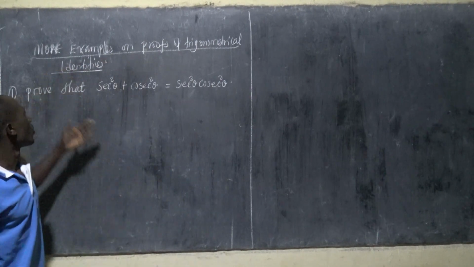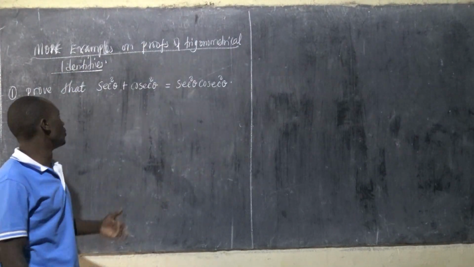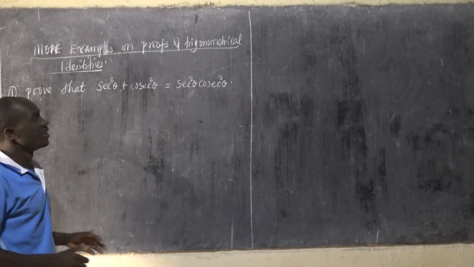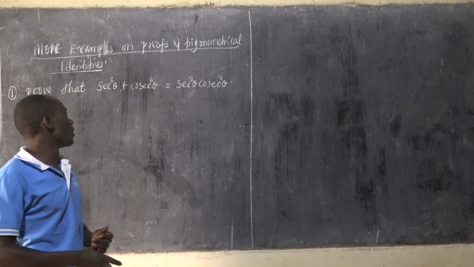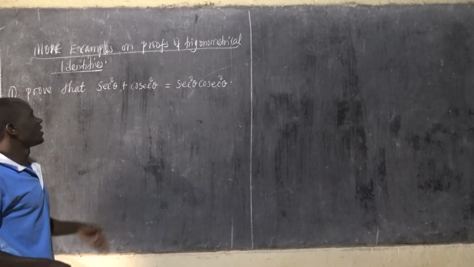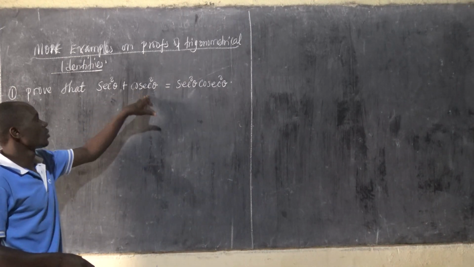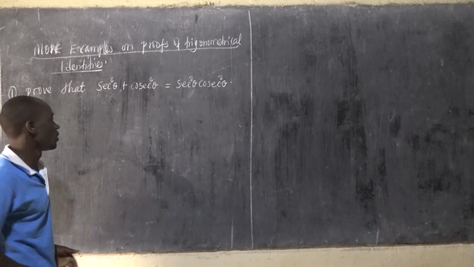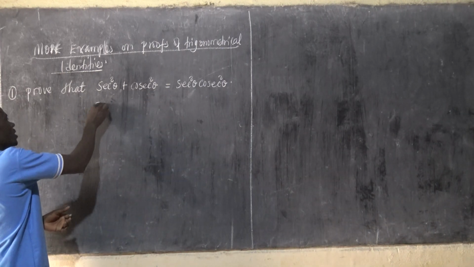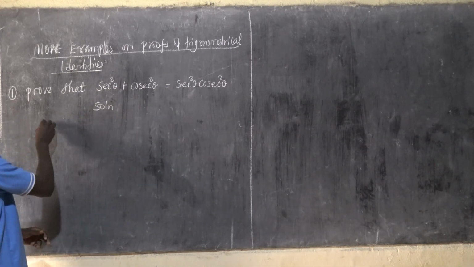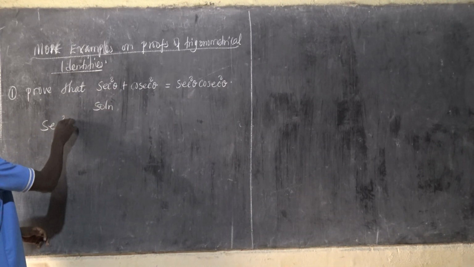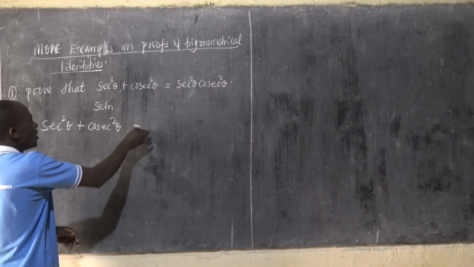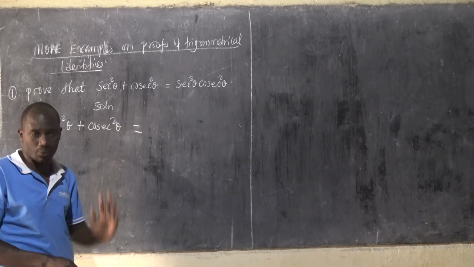So we are continuing with more examples on groups of trigonometric identities. The first one goes: prove that sec squared theta plus cosec squared theta equals sec squared theta cosec squared theta. So what do we do with this? The left hand side contains sec squared theta plus cosec squared theta. We want to see if the addition is bringing the product of them.